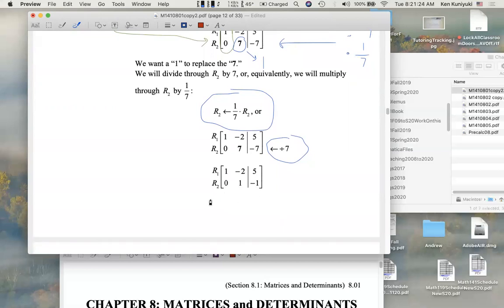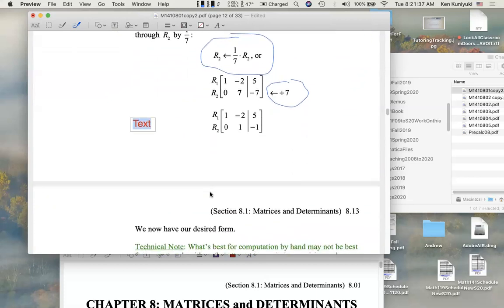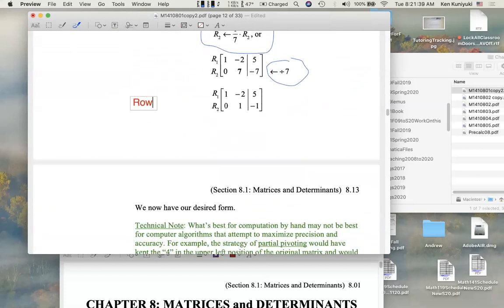And we are done, finally, with step 2. Again, your friend might have done it in a different way. Your friend might have gotten different numbers here, and your friend might have been correct. So we are good here because we have a desired form. This is known as row-echelon form, and I'll define that and describe that later on. But this is an example of row-echelon form.